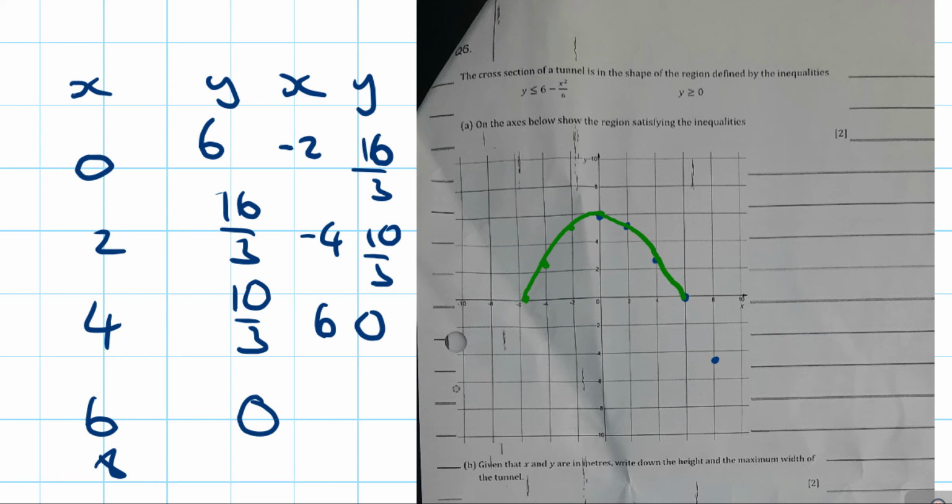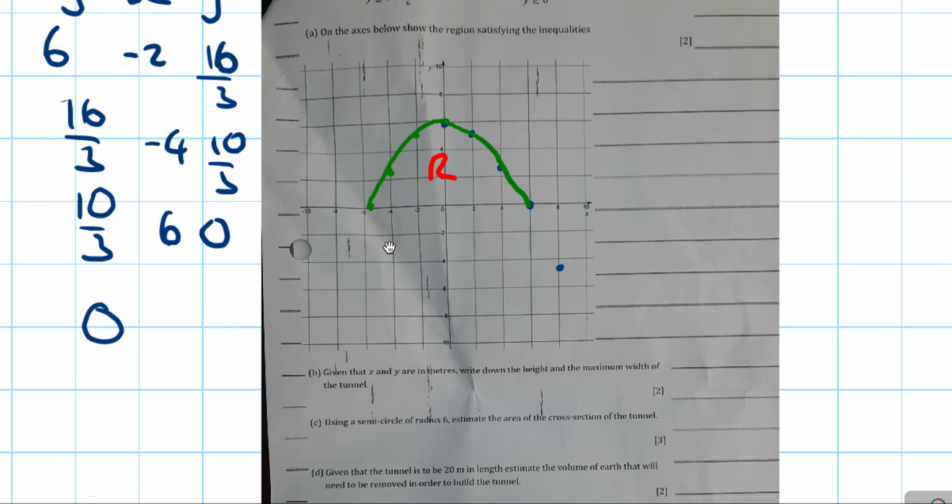So, show the region satisfying the inequalities. When y is less than 6 minus x squared over 6, it's going to be in this region here. It's greater than 0 and y is less than 6 minus x squared over 6 essentially. So when it's less than, it's below the curve. When it's greater than, it's above the curve.